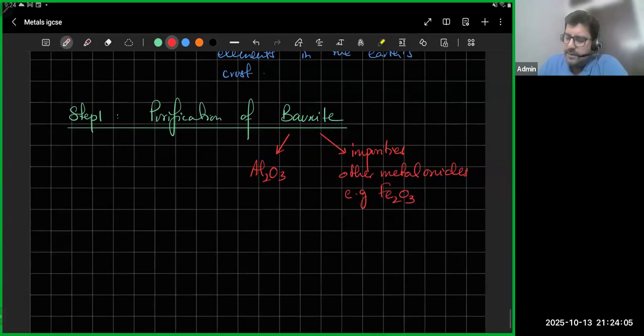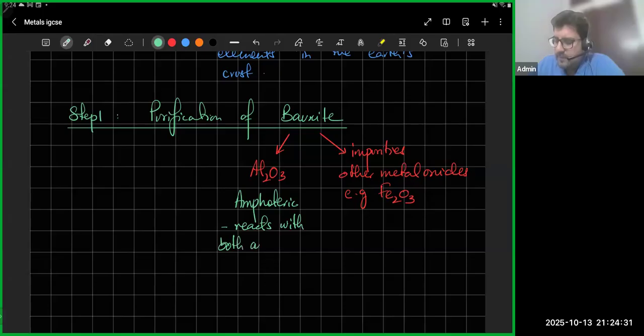How do you extract aluminium oxide? The thing is, aluminium oxide is amphoteric. Remember, amphoteric is a very important word. You need to know what amphoteric is. It is capable of reacting with both acids and bases, while other metal oxides are normally basic, which means they react only with acids.